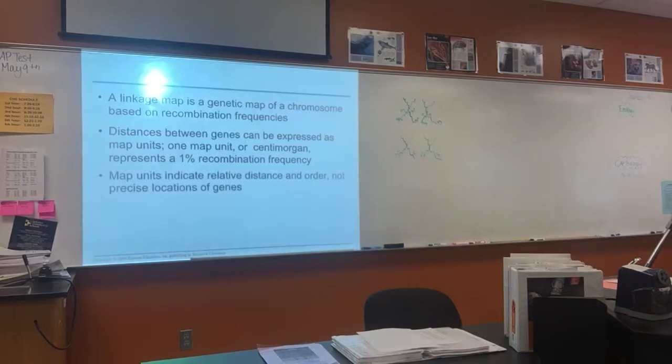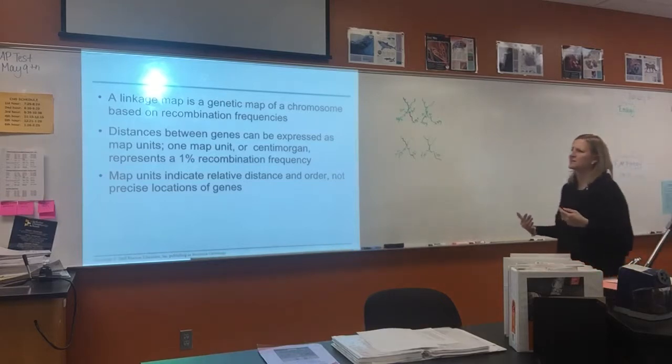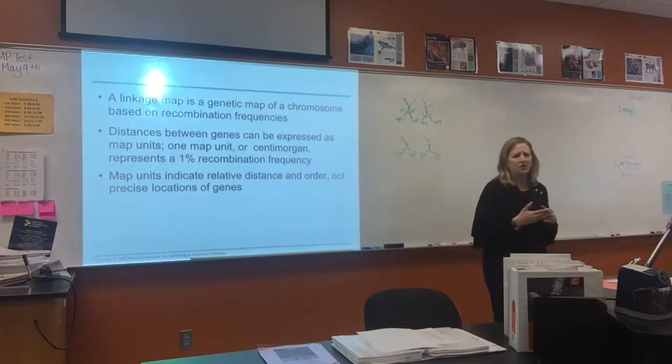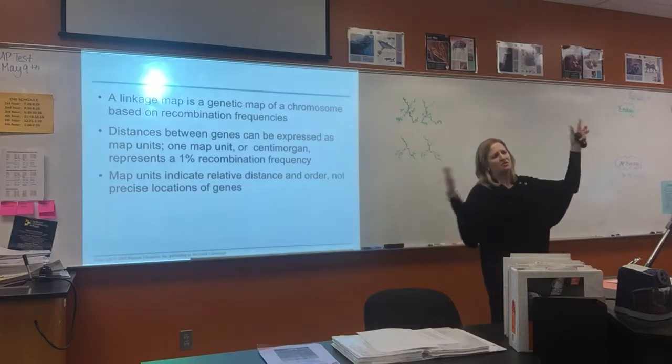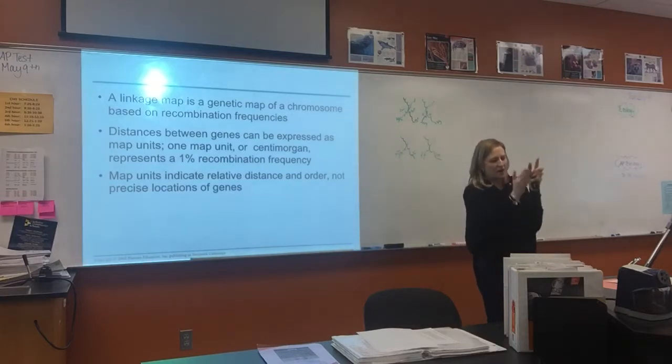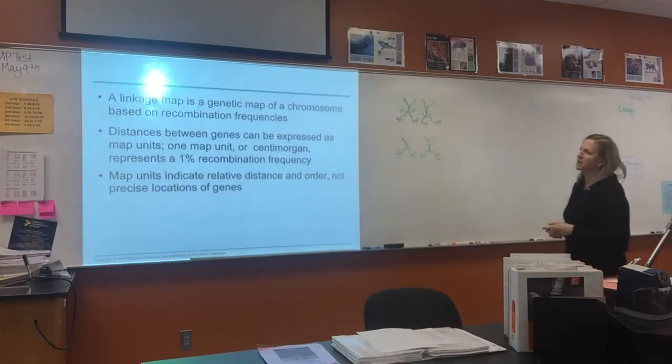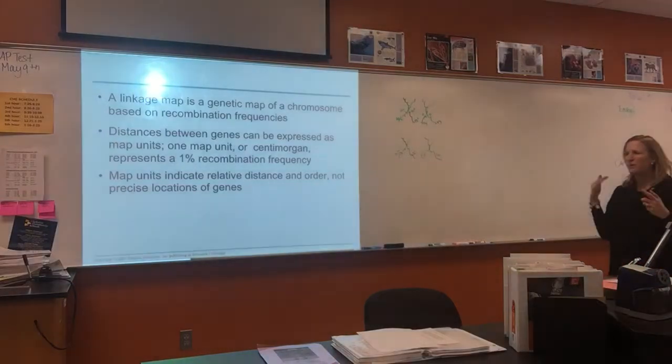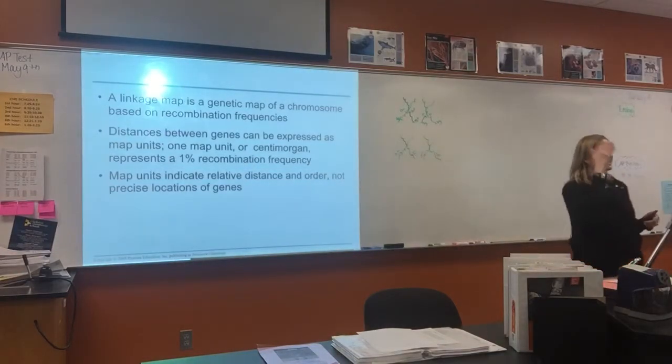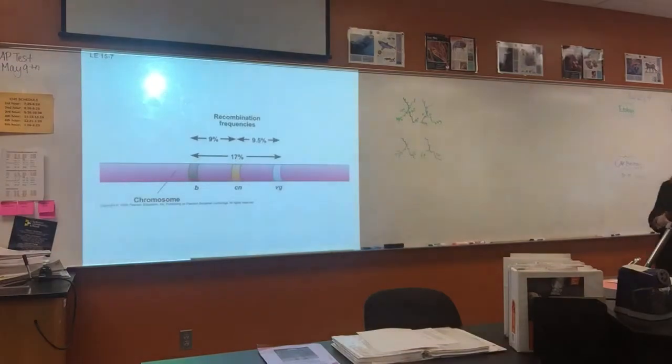And so what this does is it indicates relative distance and order of genes on the chromosome, not the precise locations of genes on the chromosome. It basically says, okay, if crossing over occurs a lot between two genes, they are farther apart, and if it doesn't occur a lot, then they're closer together. So it gives you relative distance, but it doesn't tell you exactly where those genes are on the chromosome.